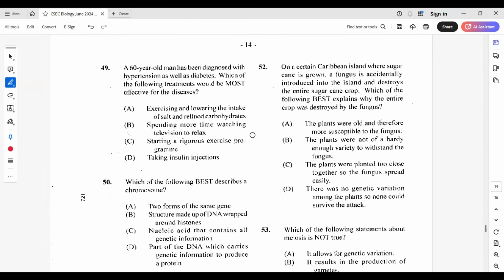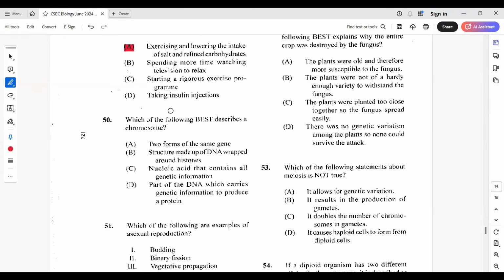49, a 60-year-old man has been diagnosed with hypertension as well as diabetes. Which of the following treatments would be most effective for the diseases? Exercising and lowering the intake of salt and refined carbohydrates? Yes, surely. Spending more time watching television to relax? No. Starting a rigorous exercise program. Remember, he's 60 years old, taking insulin injections, but what about the hypertension? So, A for 49, which moves us into question 50.